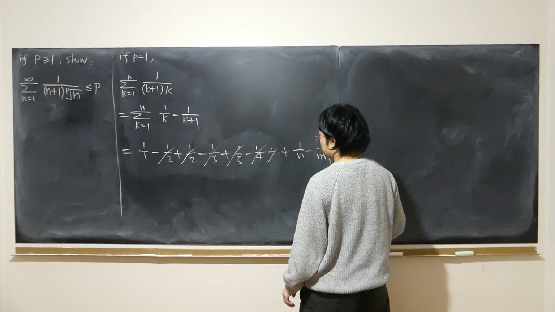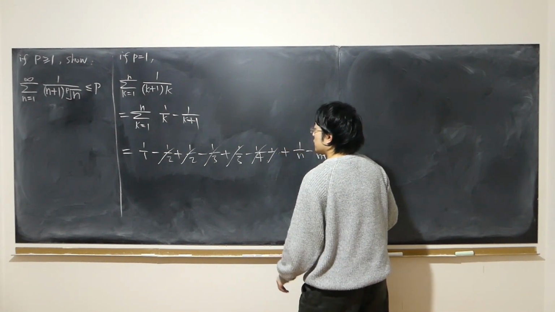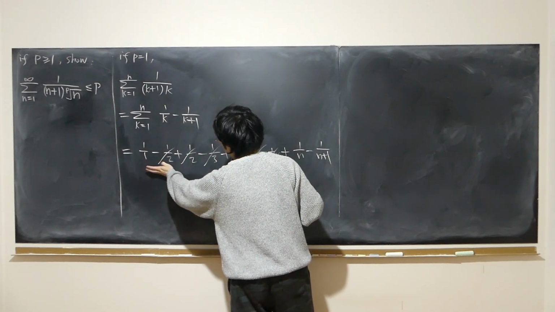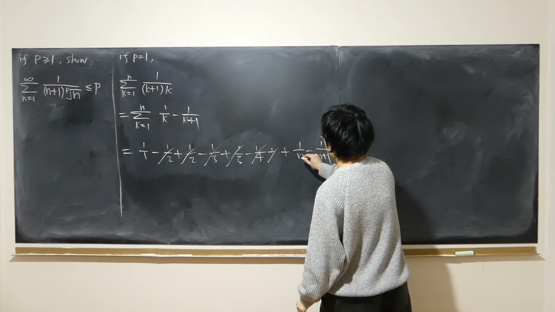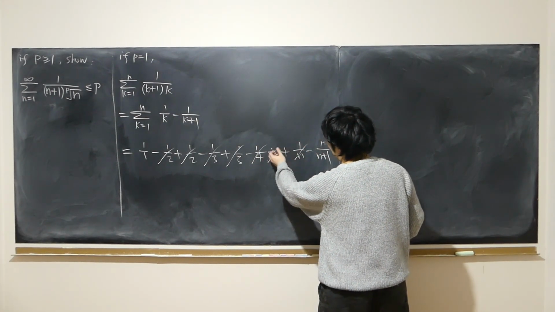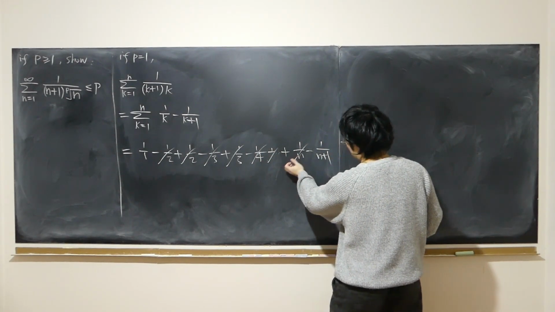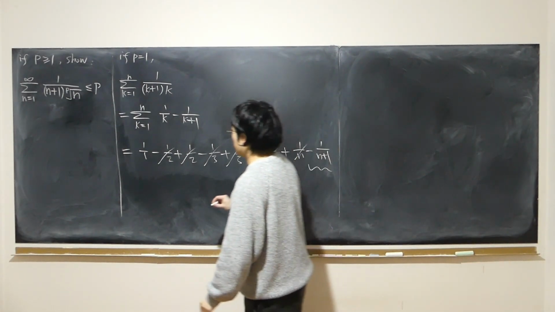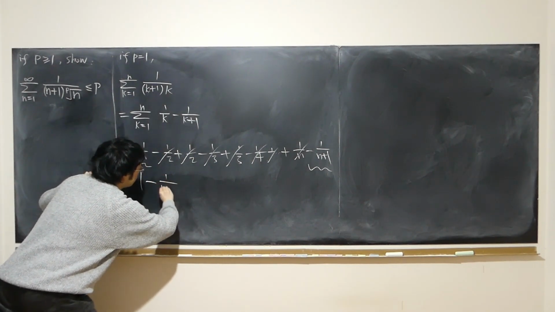So what's the pattern here? Obviously we have previous pair, next pair. The latter of the previous pair cancels with the former of the next pair. Right? But this one still stays, and so we have this one still stays. So that is equal to 1 minus 1 over n plus 1.